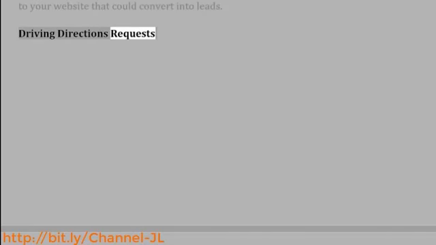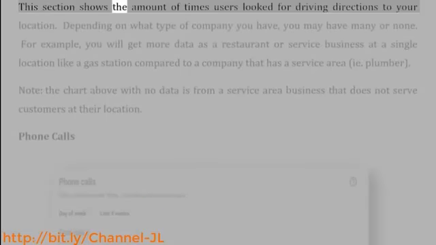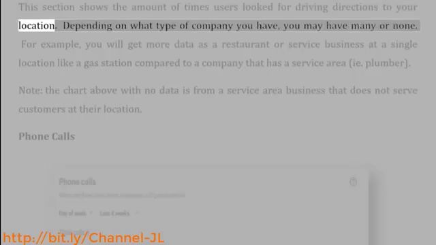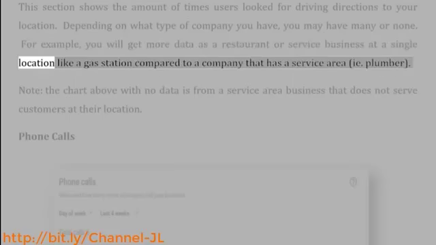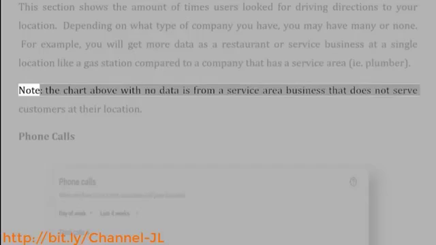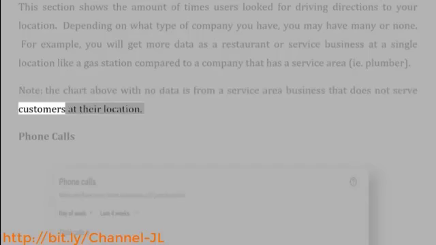Driving directions requests. This section shows the amount of times users looked for driving directions to your location. Depending on what type of company you have, you may have many or none. For example, you will get more data as a restaurant or service business at a single location like a gas station, compared to a company that has a service area, i.e. a plumber.